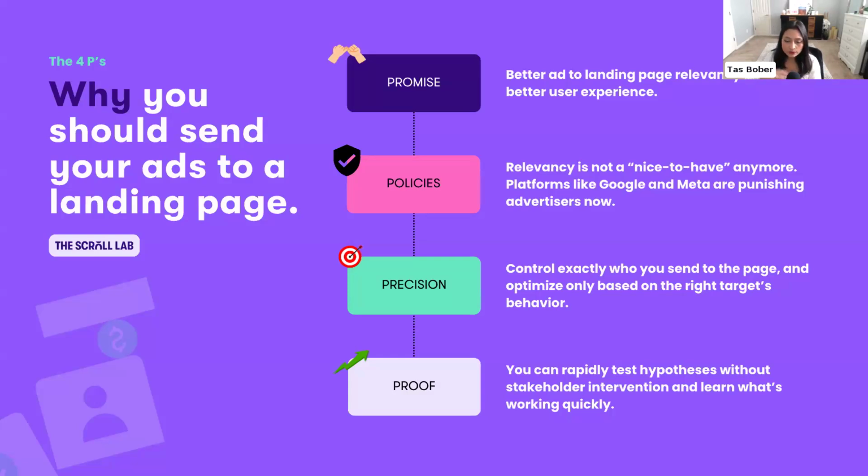When you have your own landing pages as a marketer, it's kind of like your playground. You get to test theories out. You get to rapidly make changes. You get to make sure that you're making decisions based on specific people that you want to send there, on your customers or prospects, right? Most likely prospects. This also with the assumption that the platforms are sending the right people and your campaigns are set up correctly. Asterisk, asterisk. So the 4 Ps: promise, policies, precision, and proof.